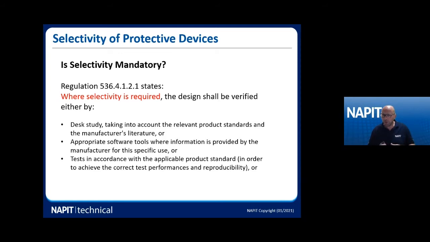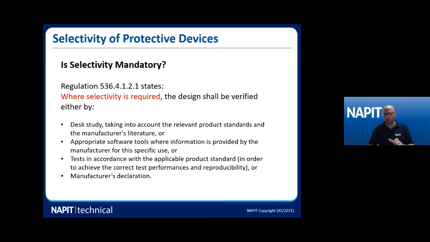Test in accordance with applicable product standards. Okay, so you would need to obtain that, or a manufacturer's declaration. Okay, so these are the things we need to do if we want to achieve selectivity, and my colleagues are going to talk you through that shortly.